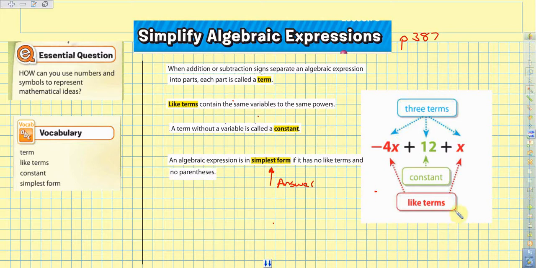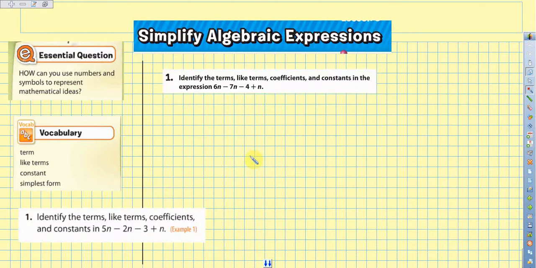Okay, so let's get into a problem to see what these problems are going to look like. They're going to be expressions. They're going to look like this. So if you look at number one, it says identify all the terms, like terms, coefficients, and constants in the expression. So some of these we've had before, like coefficient. And then some of these are new terms that we have not.